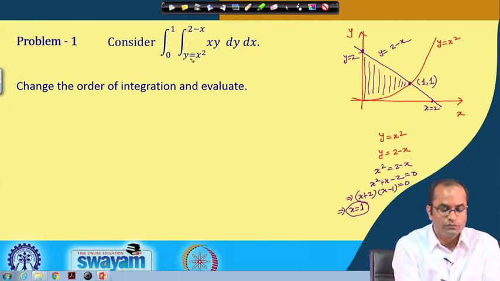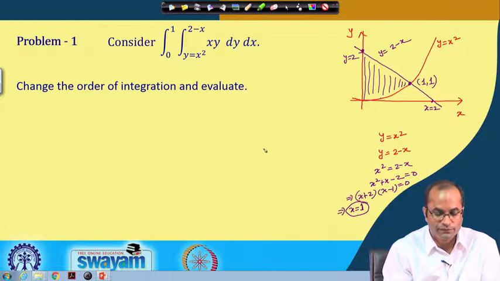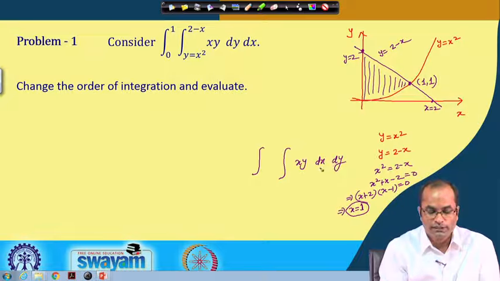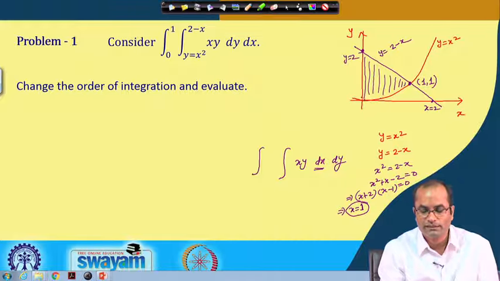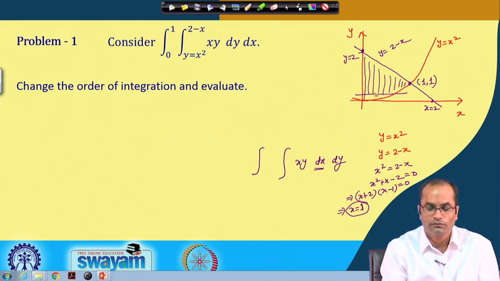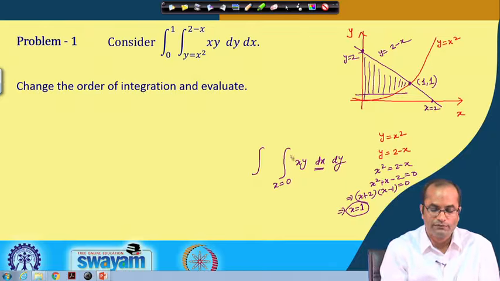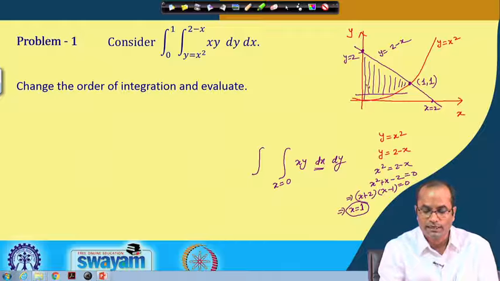So, this was 0 to 1 and now we want to have the order dx dy. So, first with respect to x. For x we have to draw a line parallel to the x axis and see where it enters and leaves the domain. In this case it always enters through the line x is equal to 0. So, here we have x is equal to 0 as the lower limit, and then we have the upper limit.